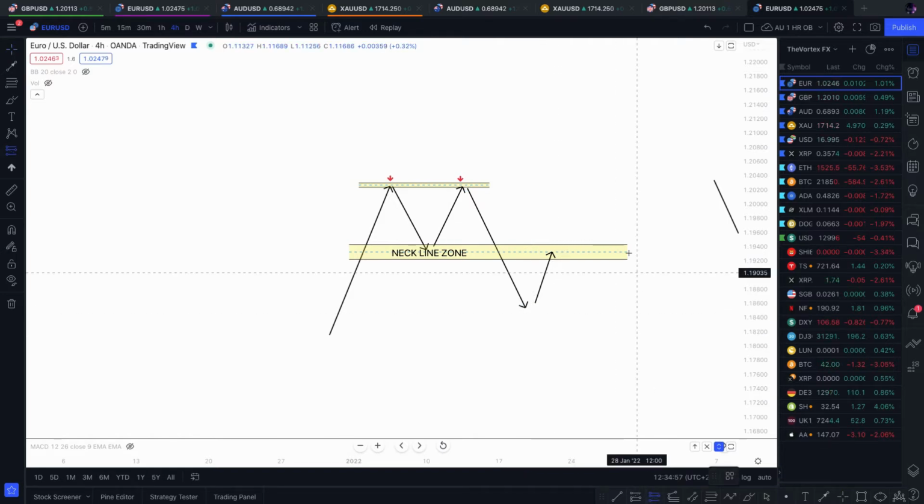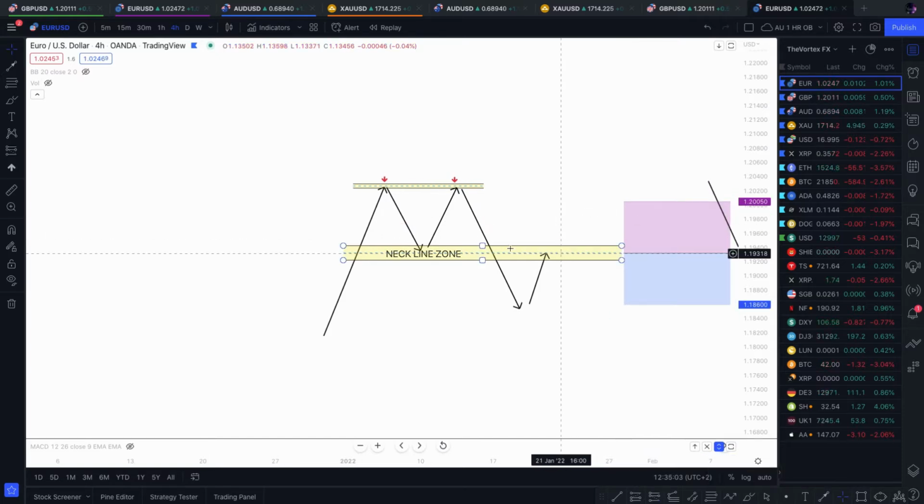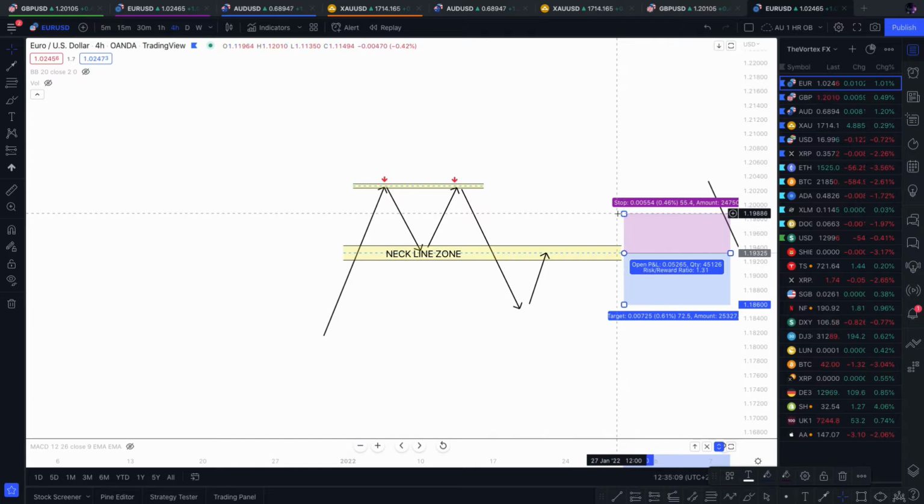So we take our short position tool, we put our entry somewhere in the vicinity of the neckline zone, right? Our stop will go. Now, stops are very subjective, right? There is a lot of noise in these neckline areas. So we have to make sure that we cover above it, right? We have to give ourselves some leeway, okay?